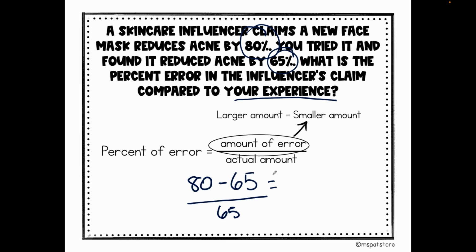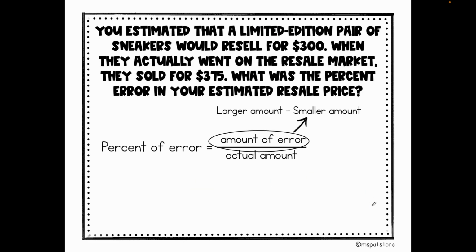So when you subtract 80 minus 65, you will get 15. And now you need to divide 15 by 65. And you will get 0.230 and other numbers, but it's okay if you leave it like this. So now I'm going to shift my decimal point 2 spaces to the right. And it got me 23% of error. Please pause the video and try to do this one by yourself.